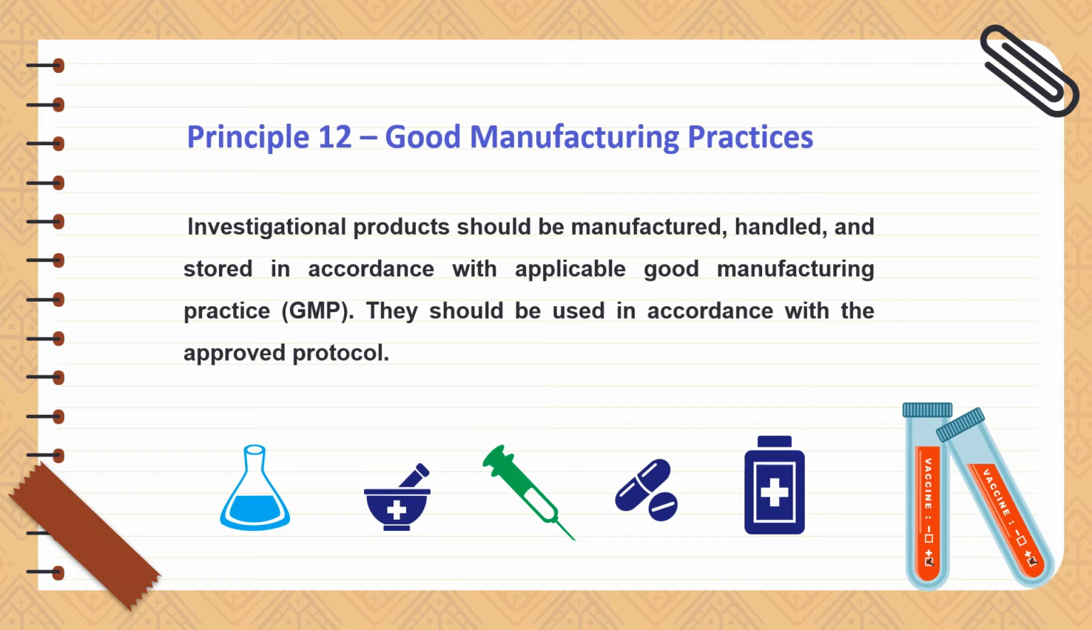Next thing is good manufacturing practices. The investigational product should be manufactured, handled, and stored in accordance with good manufacturing practices, and should be used in accordance with the approved protocol. So whatever investigational medicine or experimental medicine you're testing, it should follow good manufacturing practices, it should be handled properly, and it should be used according to the approved protocol, not more, not less, but according to the dosage the regulatory authority has approved. So that takes care of the investigational product quality. That is principle 12.